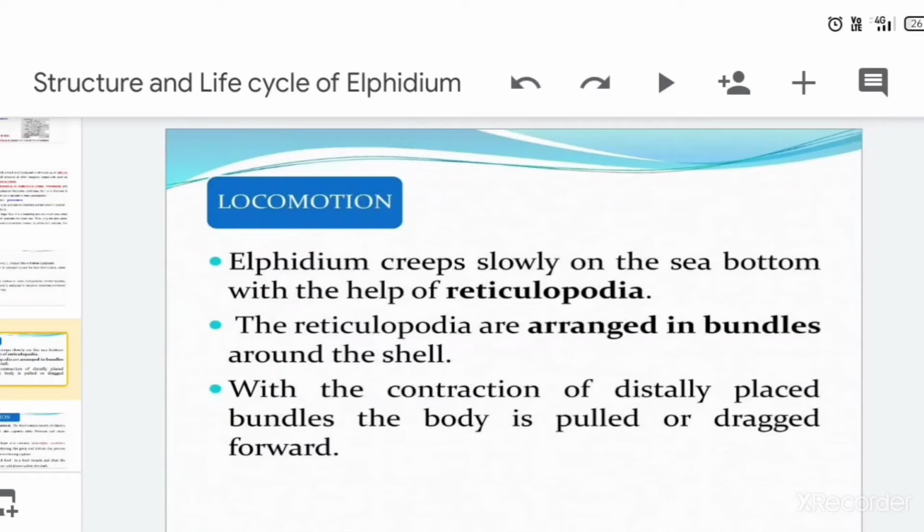Then, locomotion. Elphidium creeps slowly on the sea bottom with the help of reticulopodia. The reticulopodia are arranged in bundles around the shell. With the contraction of the distally placed bundles, the body is pulled or dragged forward. These reticulopodia are pseudopodia that arise from the chambers of Elphidium, and they are arranged in bundles around the shell. In Elphidium, the contractile vacuoles are absent.